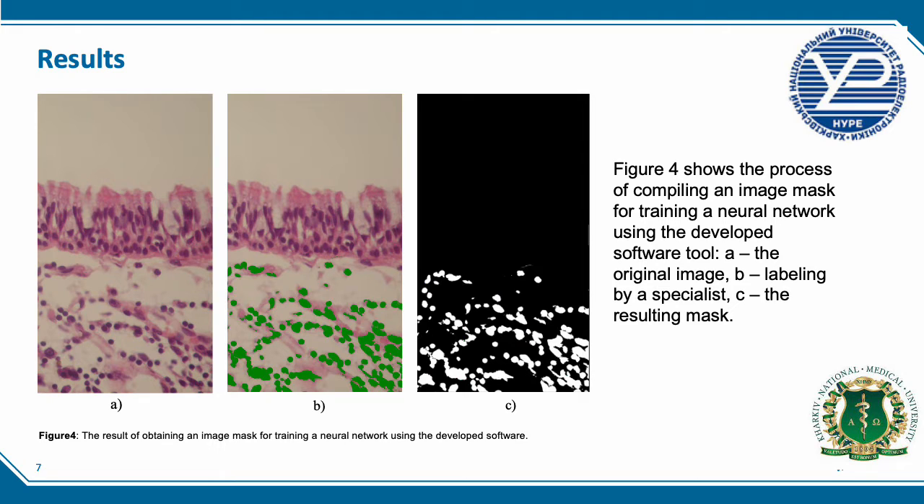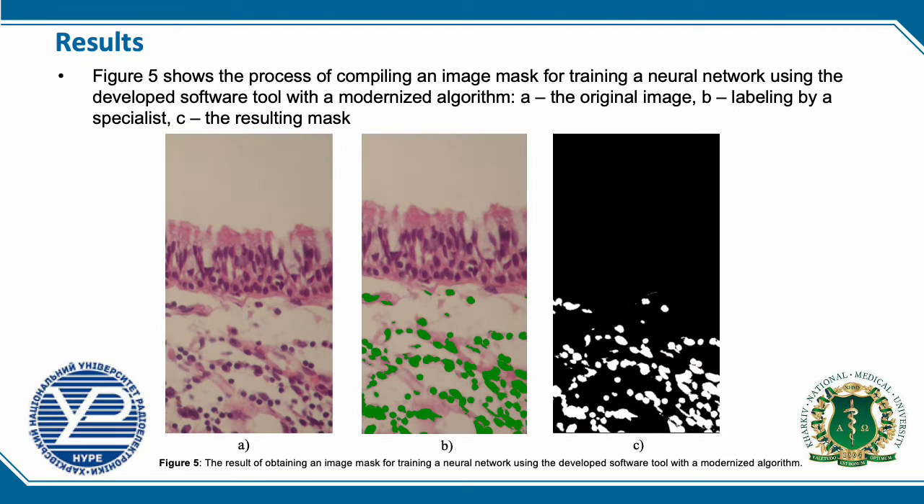Figure 4 shows the process of compiling an image mask for training a neural network using the developed software tool. With A, you can see the original image. With B, you can see the image which was labeled by a specialist. And C, you can see the resulting mask. Figure 5 shows the same process using the developed software tool with a modernized algorithm. With A, the original image, with B, the image labeled by a specialist, and C, the resulting mask.